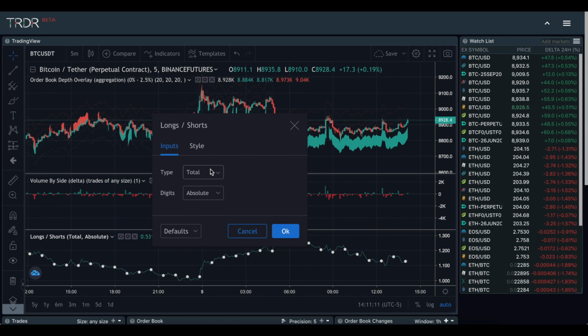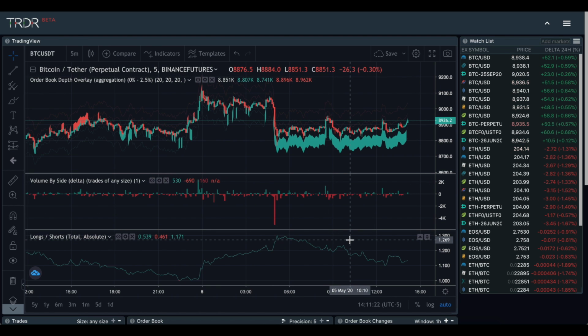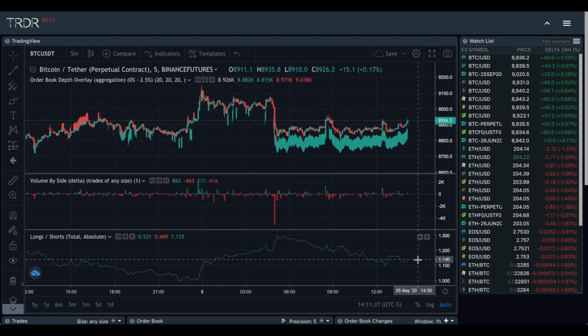We can have total trader, we can have top trader positions, we can have different kinds of styles like long shorts, or we can have a ratio. I prefer to use the ratio, and what this ratio represents, guys, is of all trading accounts on Binance Futures, for every one short, how many longs are there? So if this is a value, which it currently is at about 1.14, that means for every one short, there are 1.14 longs, meaning that by my math, for every 100 short accounts, there are 114 long accounts.